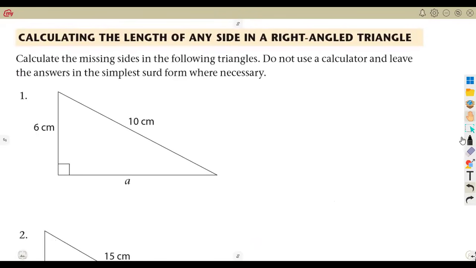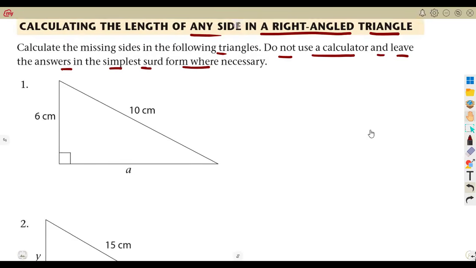But in this case, it is not about calculating the hypotenuse. It is calculating the length of any side in a right-angled triangle. Any side, it can be the hypotenuse. It can be those shorter sides that we had before. Calculate the missing sides in the following triangles. Do not use a calculator and leave the answers in the simplest surd form where necessary.